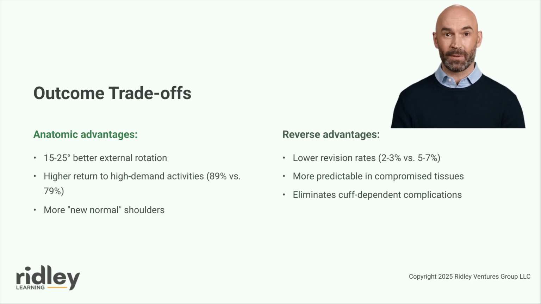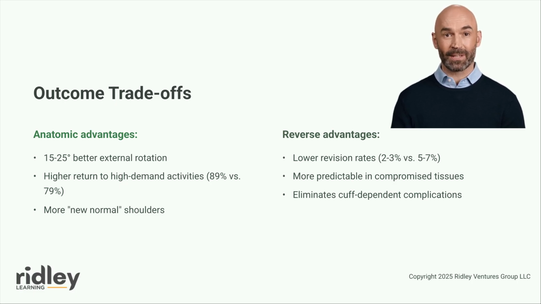Functional improvement, as measured by validated patient-reported outcome measures including the American Shoulder and Elbow Surgeons Score, Simple Shoulder Test, and University of California Los Angeles Score, is comparable between the two approaches in elderly patients with intact rotator cuffs, with some studies demonstrating a slight advantage for reverse arthroplasty. However, anatomic arthroplasty consistently outperforms reverse arthroplasty in restoration of external rotation and internal rotation, with differences of 15 to 25 degrees in external rotation representing a meaningful functional distinction for younger, active individuals.